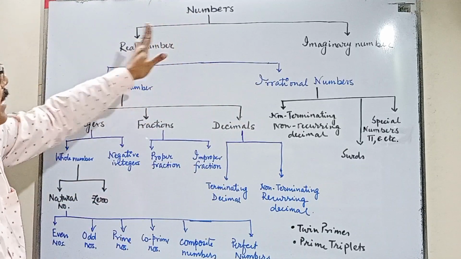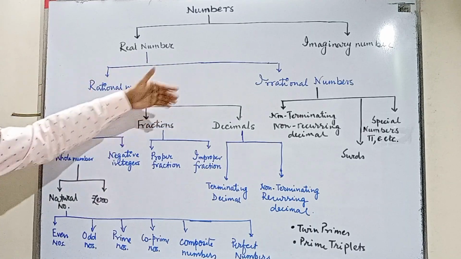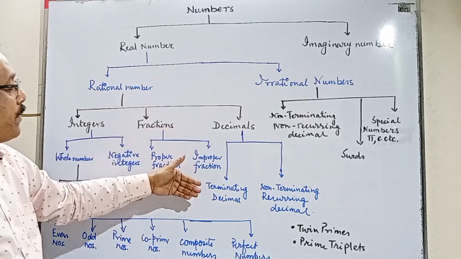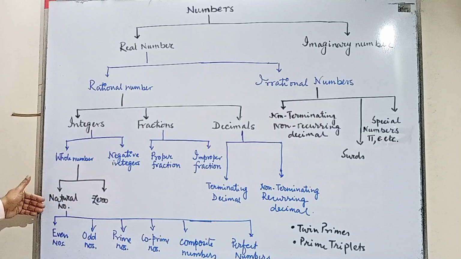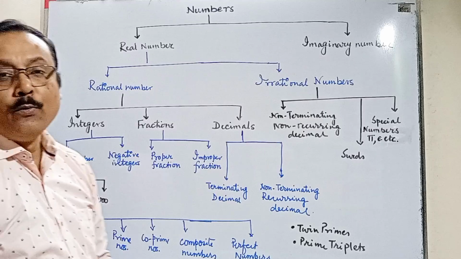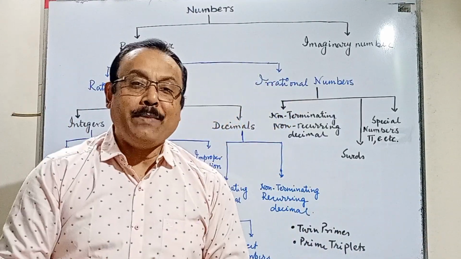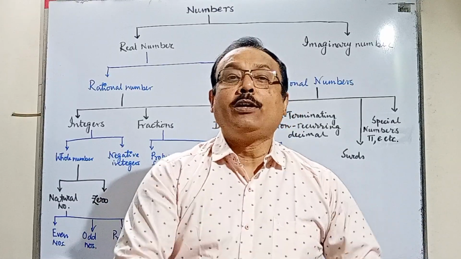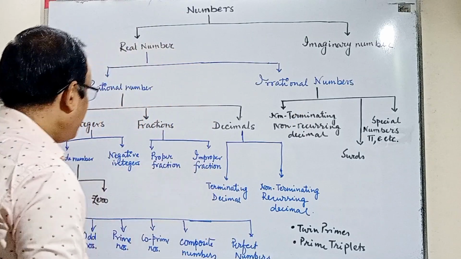So numbers, two types: real, imaginary. Real, two types: rational, irrational. Rational, three types: integers, fractions, decimals. Integers, two types: whole numbers or negative integers. Fractions: proper fractions, improper fractions. Decimals, two types: terminating, non-terminating recurring. Whole numbers: natural numbers and zero. These categories are very much essential all through your career, whether you are doing mathematics or you have left it, in your competitive exams or applying for jobs.